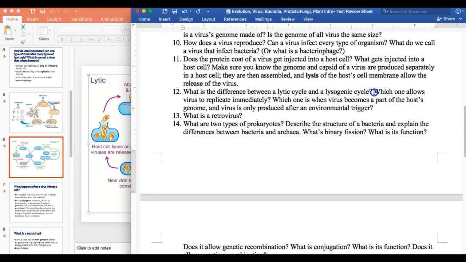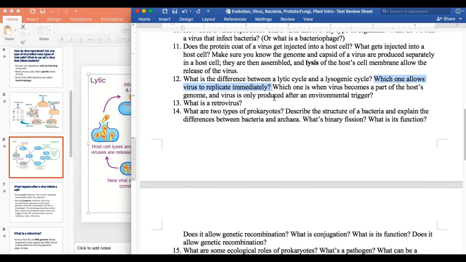So, which one allows the virus to replicate immediately? That would be the lytic cycle. Which one has the virus become a part of the host genome? That's the lysogenic cycle.